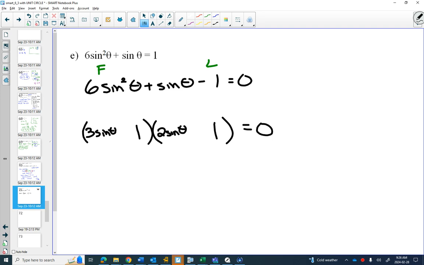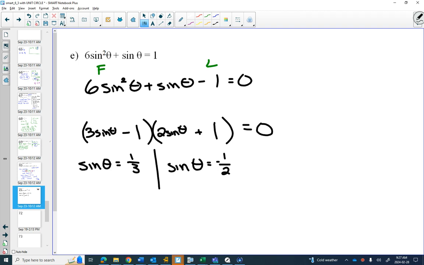well, then my outside's 3 sine theta, my inside's 2 sine theta. If I was subtracting, that would work out nicely. I would need my 3 sine theta to be positive and my 2 sine theta to be negative. Double check it. Do I still get a negative 1 at the end? Do I still get a 6 sine squared theta? Everything works out nicely. Now the difference in this question is this would be on the calculator part of your exam or on a test. Part of it you can do without a calculator.